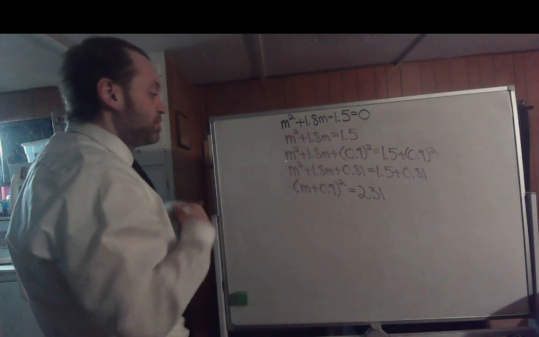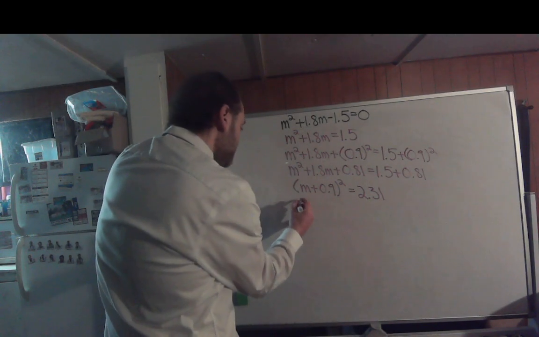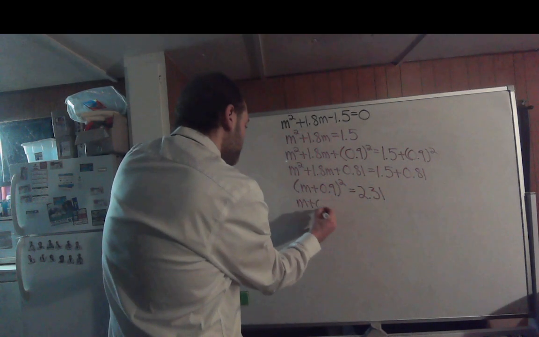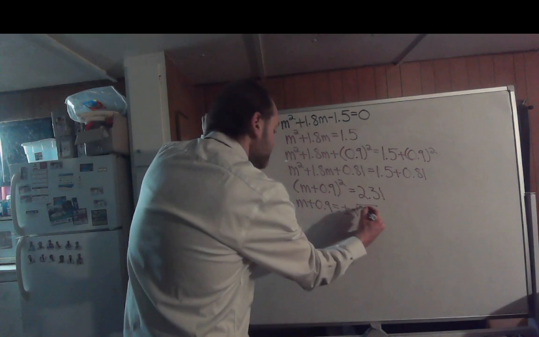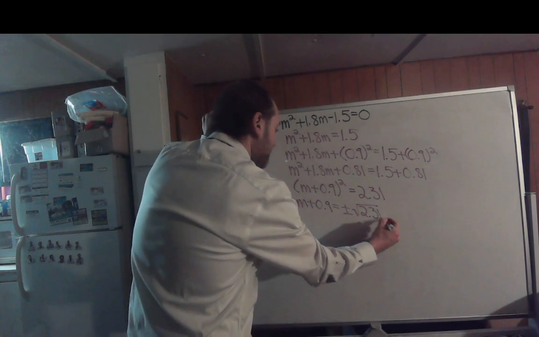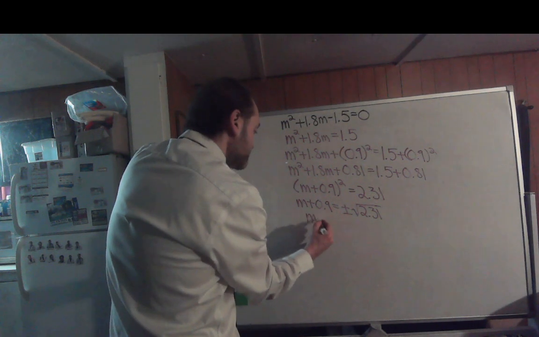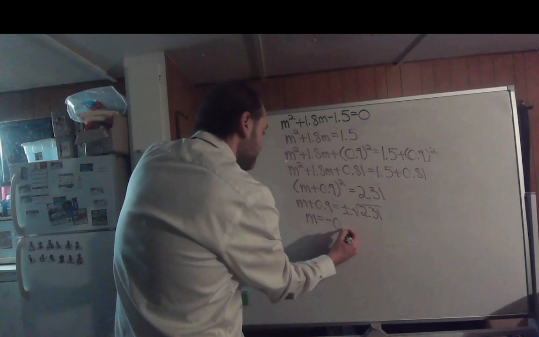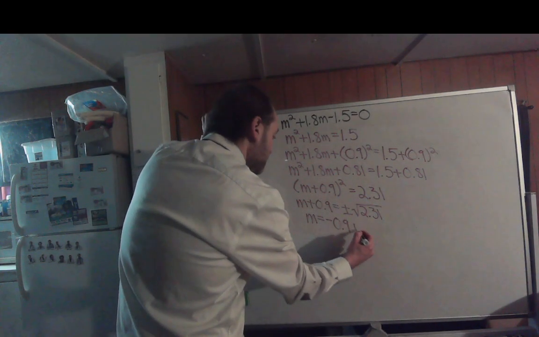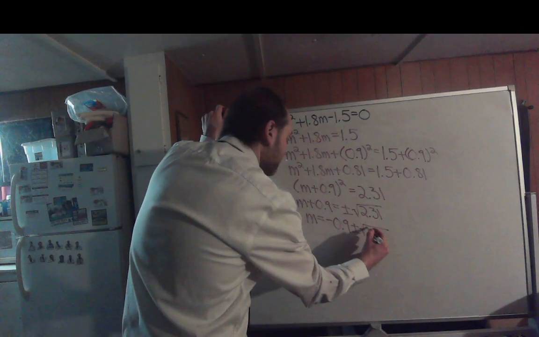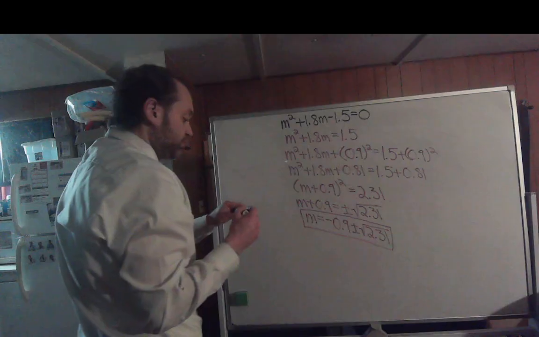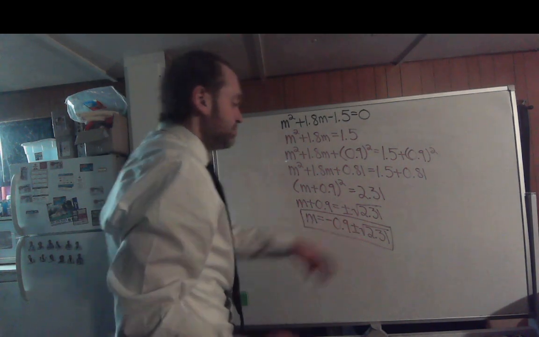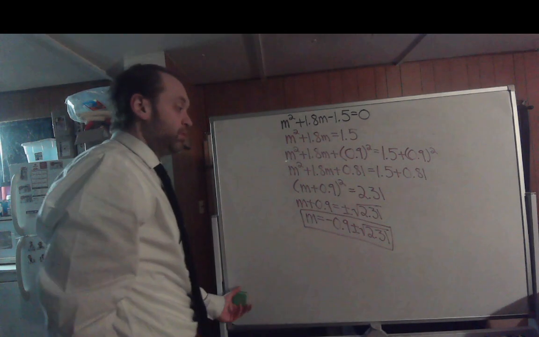So now just take the square root of both sides. You would get m plus 0.9 would equal plus and minus the square root of 2.31, which means m is going to equal negative 0.9 plus and minus the square root of 2.31. So that was a fun decimal solution. So m equals negative 0.9 plus and minus the square root of 2.31.